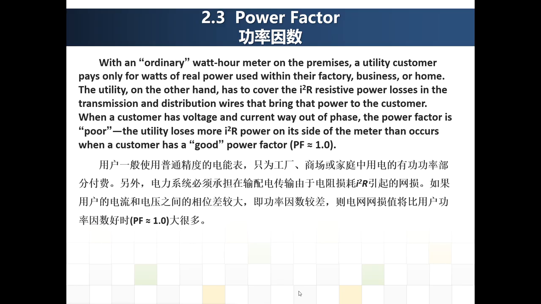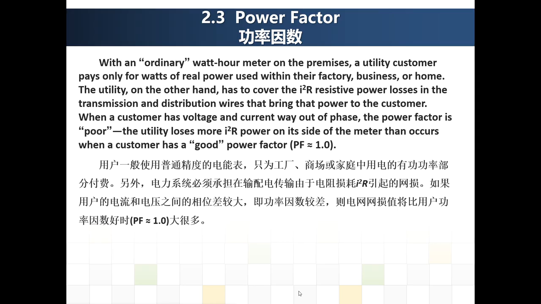Most utility customers pay only for the watts, which is the real power used by them. The utility has to cover the losses, the I squared R transmission line losses and distribution line losses. And if a customer has voltage and current way out of phase, which means the power factor is very poor, the utility has to cover more losses on the transmission and distribution lines.